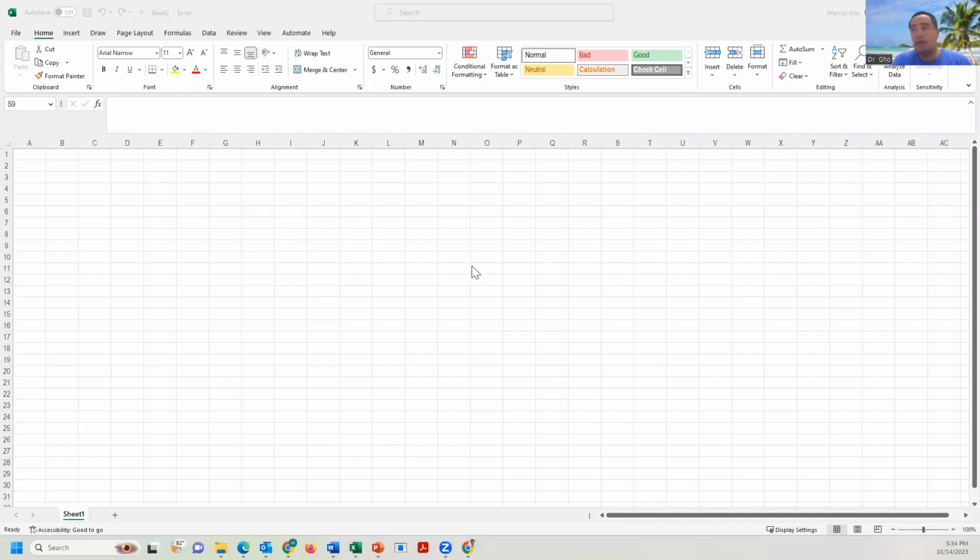Hello, hi. I'd like to make a video on how to create an amortization table using Excel. I opened up an Excel file, as you can see on here. Let's put in some basic information.